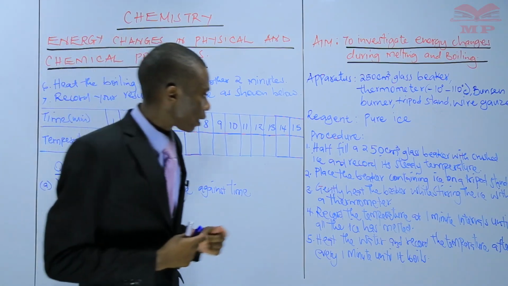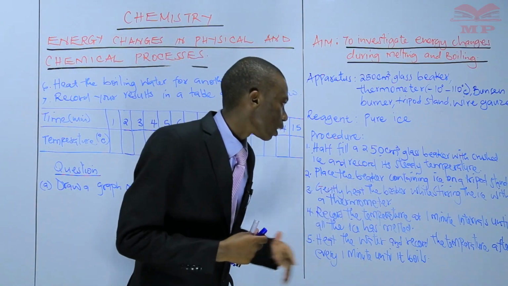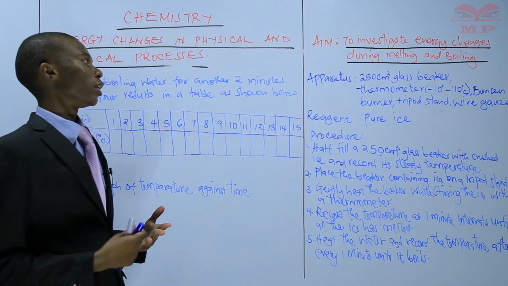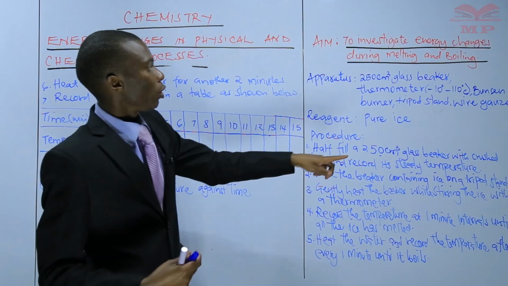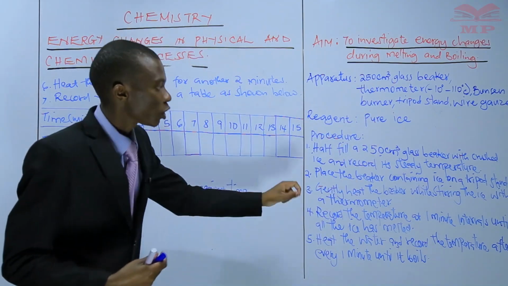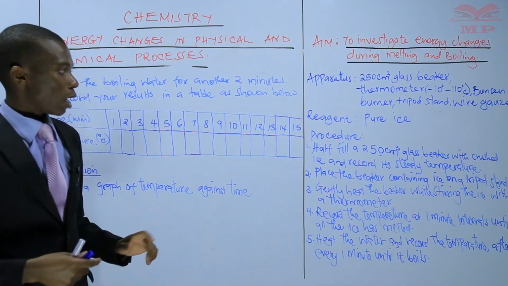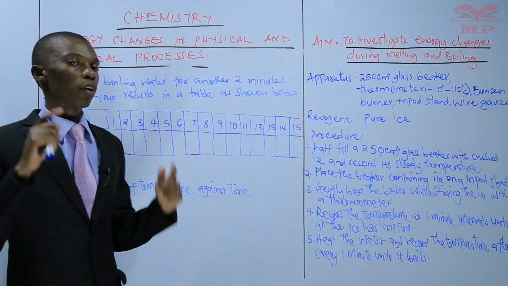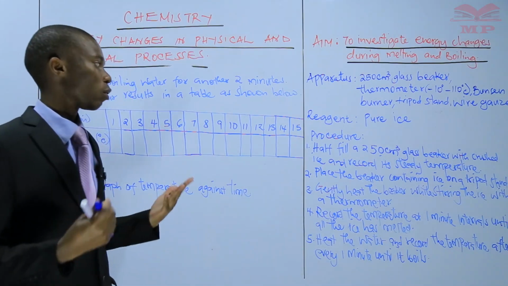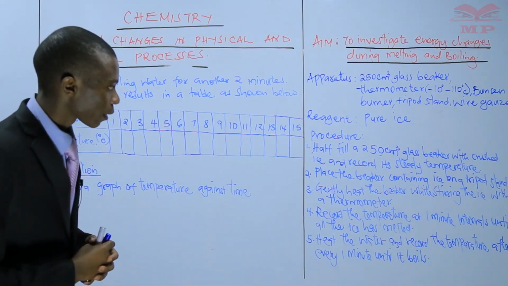Our procedure number 3, gently heat the beaker while stirring the ice with a thermometer. Remember, you are heating using the Bunsen burner. So the Bunsen burner is a flame which you are using to heat the beaker as you record the temperature of that ice using a thermometer. That is our procedure number 3.